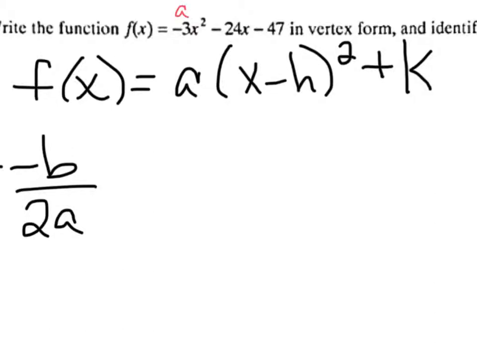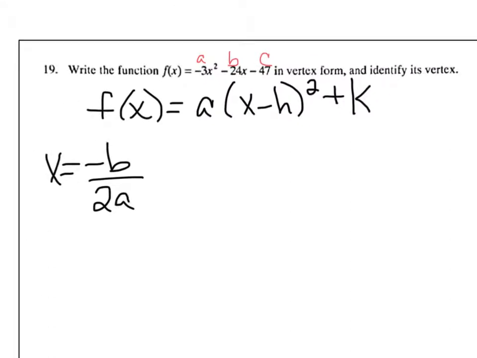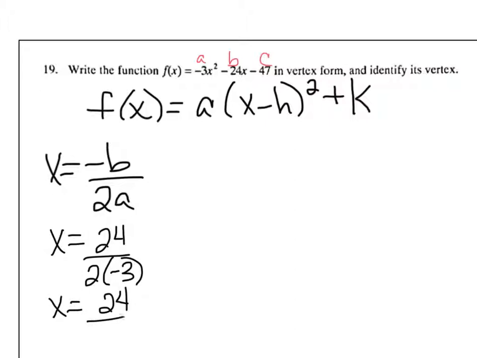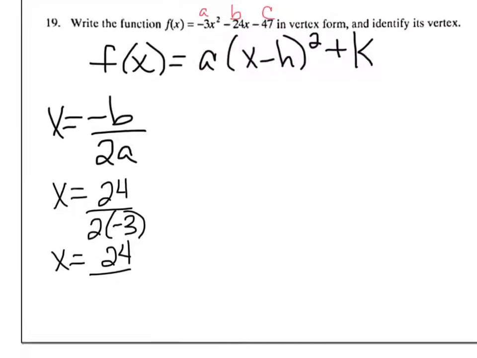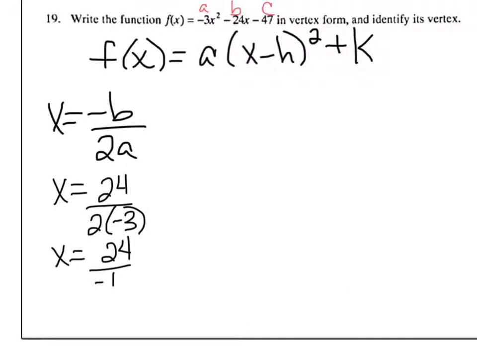A is negative 3, B is negative 24, and C is negative 47. So putting those numbers into the formula, we have x equals, since B is negative 24, that's going to make it a positive 24, over 2 times A, which is negative 3. So I have x equals 24 divided by negative 6. So x equals negative 4.